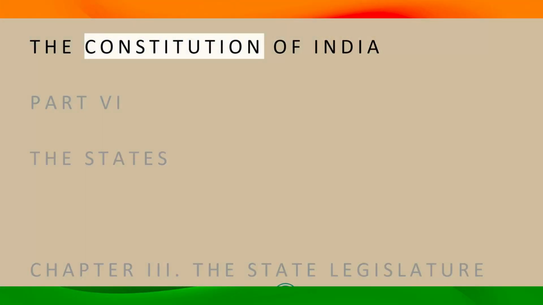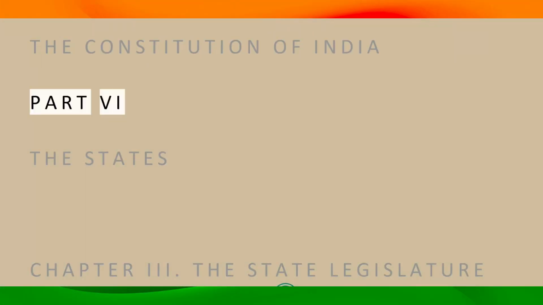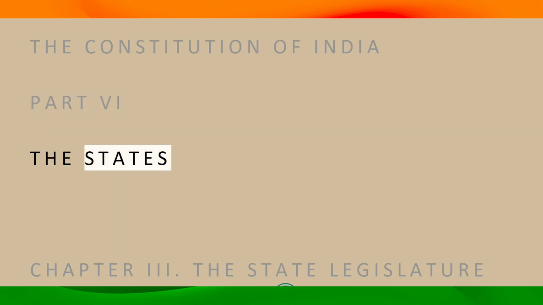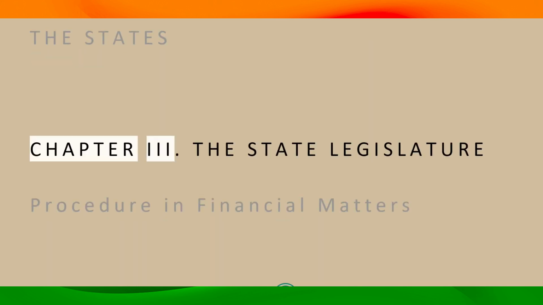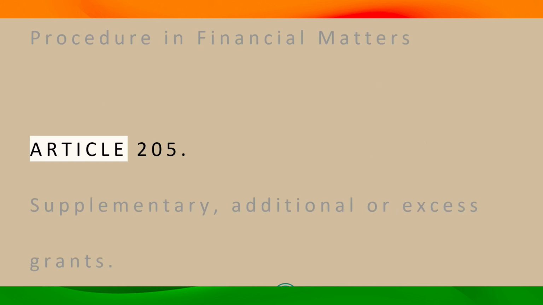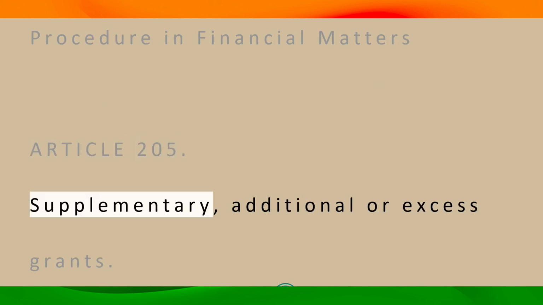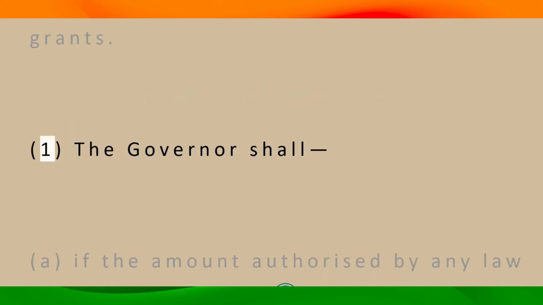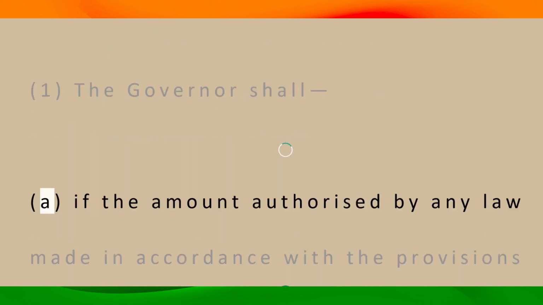The Constitution of India. Part 6. The States. Chapter 3. The State Legislature. Procedure in Financial Matters. Article 205. Supplementary, additional or excess grants. 1. The Governor shall a.